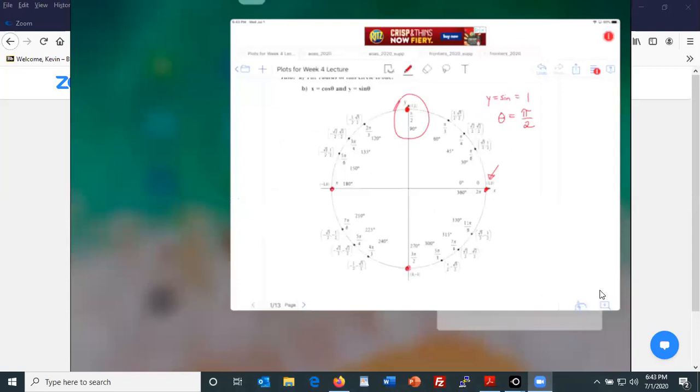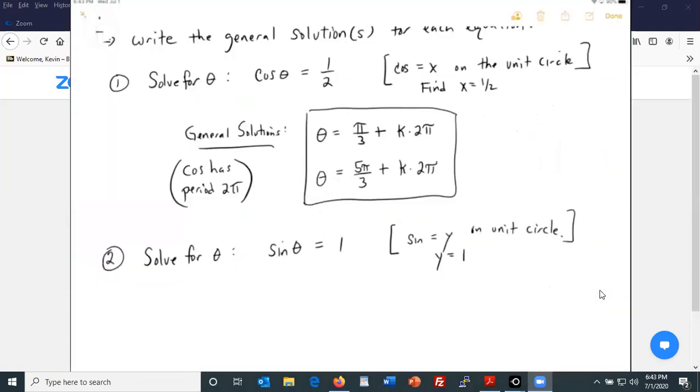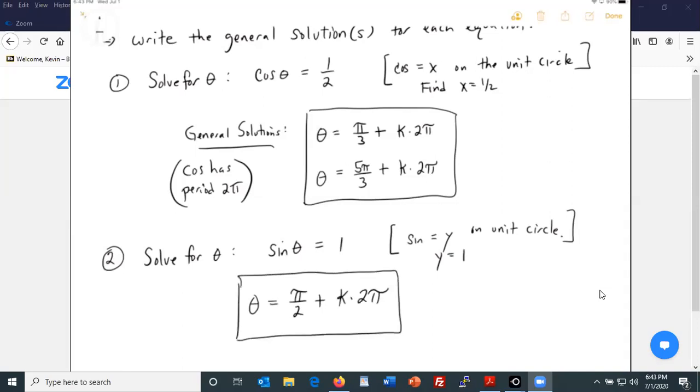All right, so let's go back and write out our solution. So the general solution would be theta equals pi over 2 plus k times 2 pi. Again, you have to remember that sine has period 2 pi. So that's why we're adding k times 2 pi.